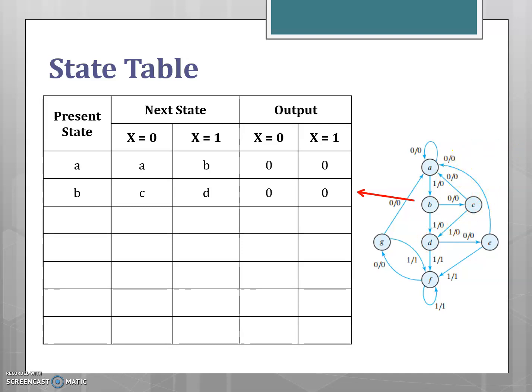Now moving on to the next state C. With 0 as input, it goes to the state A with the output 0. With 1 as the input, it goes to the state D with 0 as the output. Similarly, repeat the same process for all the remaining states D, E, F and G.